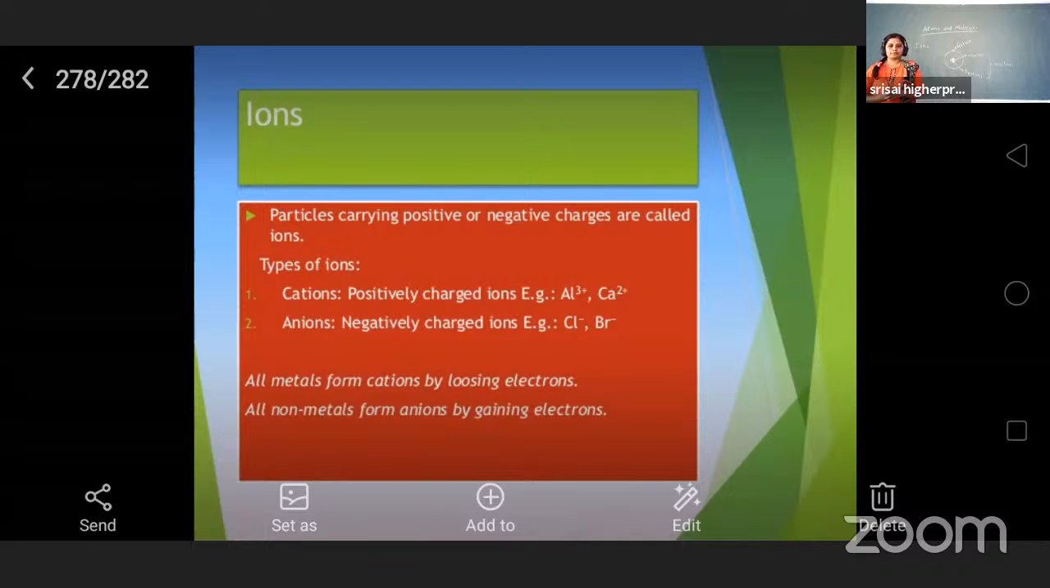Then what is an ion? An ion is a particle carrying positive or negative charges. Particles carrying positive or negative charges are called ions. Here two types of ions are there, students: one is cation, another one is anion.